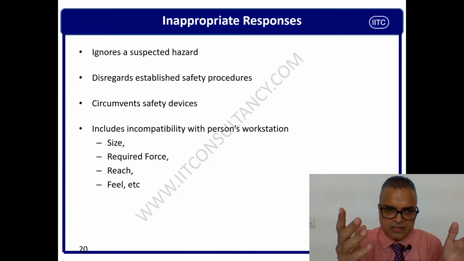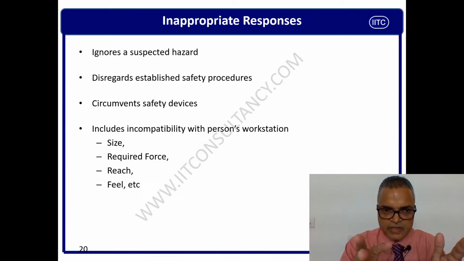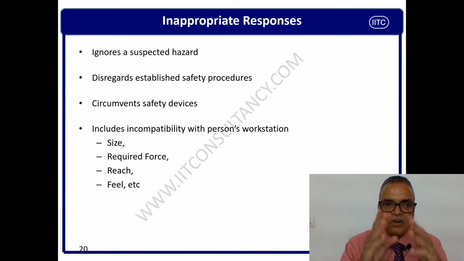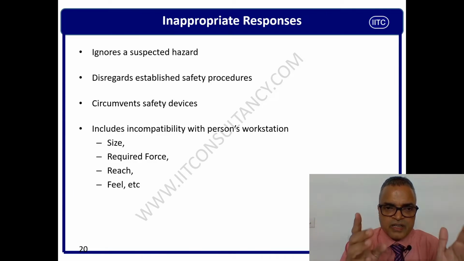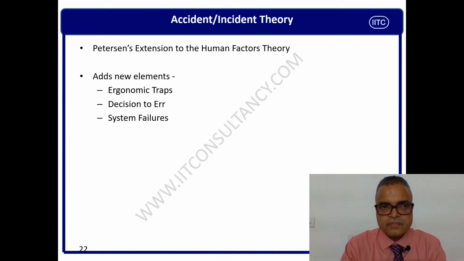And safety devices. Malfunction of safety devices is also one of the causes, like limit safety devices, like interlocks. If they are not functioning, or if machine guards are not there or not functioning, this will create an accident. Incompatibility with a person's workstation, size, required force, reach and feel: these are kinds of ergonomics, but this is also one of the workman's deficiencies which will create an accident.